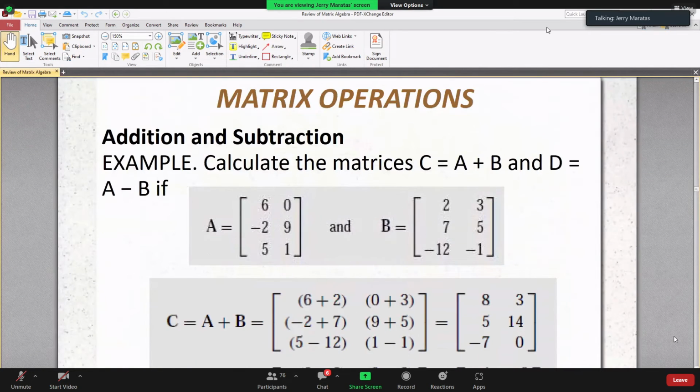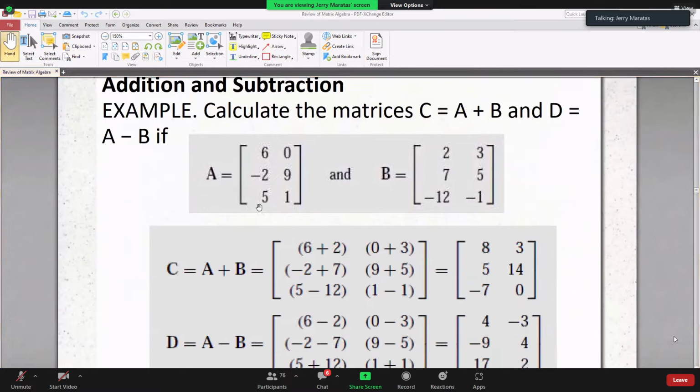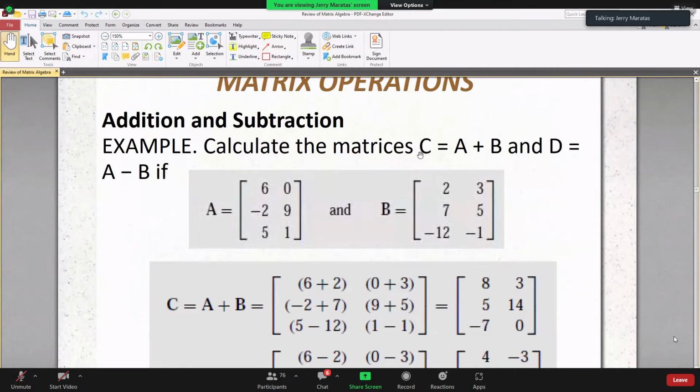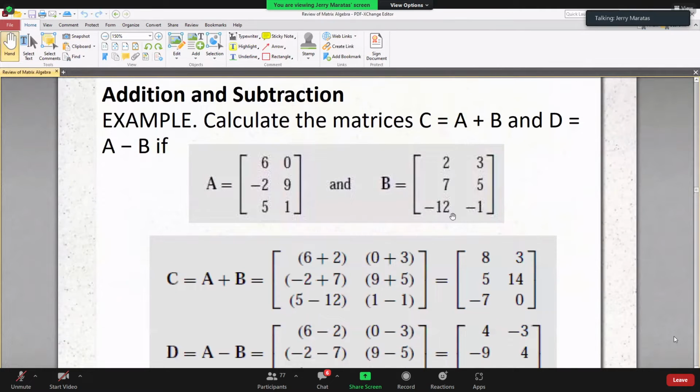So this is an example. Let's say we are required to calculate the result or the sum of matrix A and B, and let us say the result is matrix C. And another requirement is what should be the result if we subtract matrix B from matrix A. Let us say the result is matrix D.